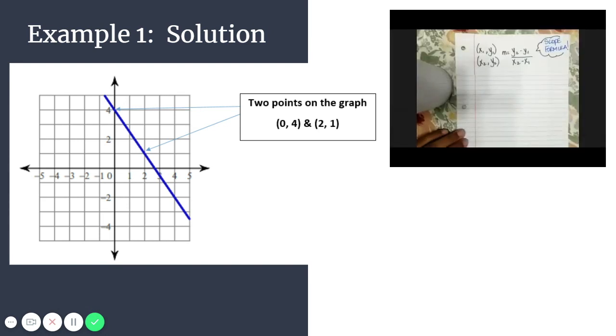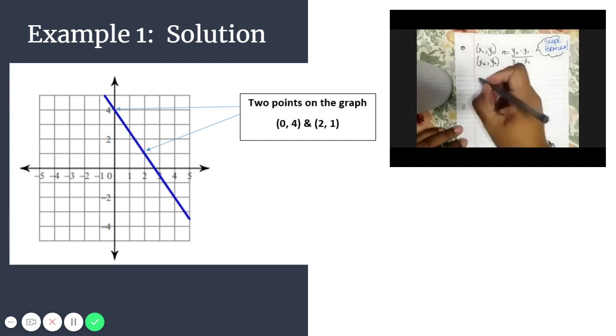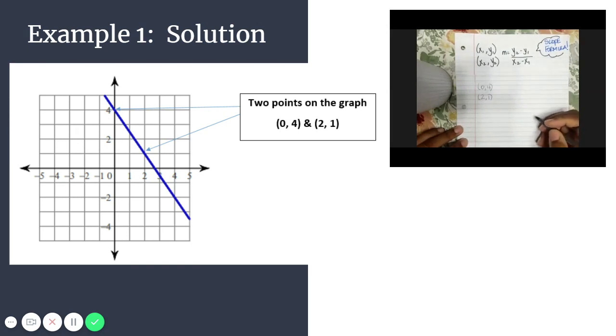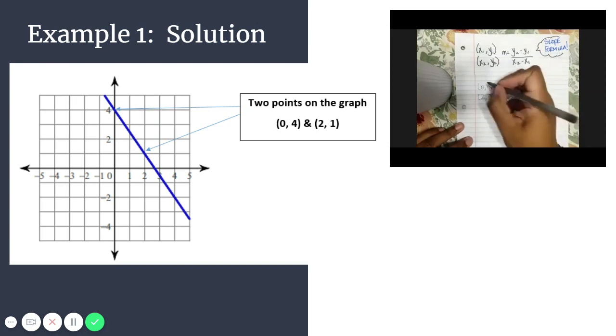Let's look at the solution to example 1. In example 1, we've selected the 2 points (0, 4) and (2, 1). So we will use these points in the slope formula to determine the slope of this linear function. So I'm going to first start off by identifying my x1, y1, x2, and y2.